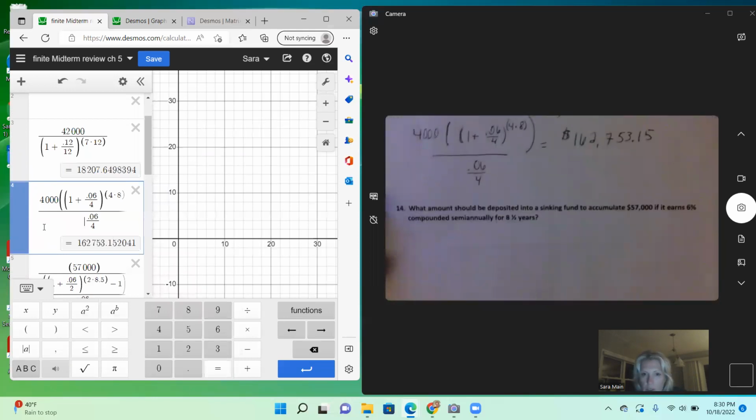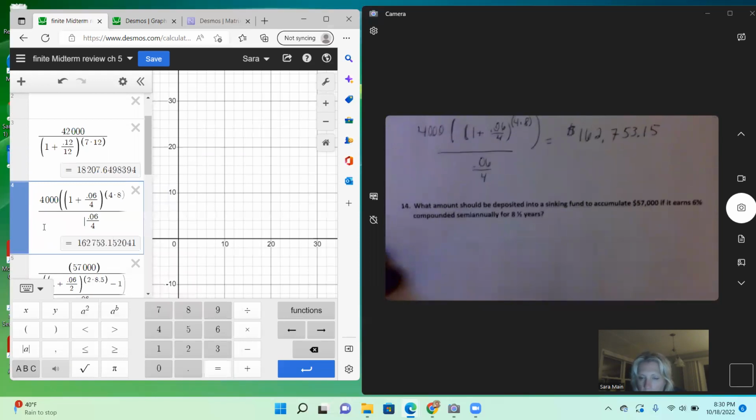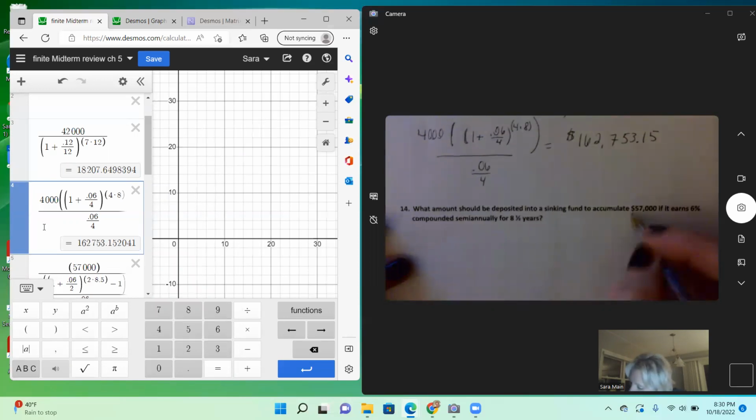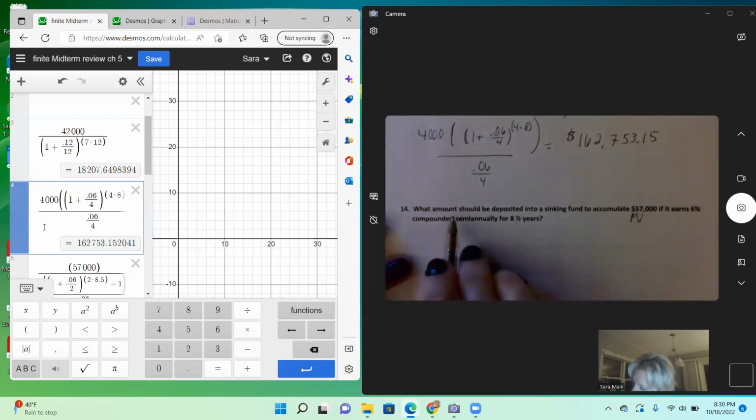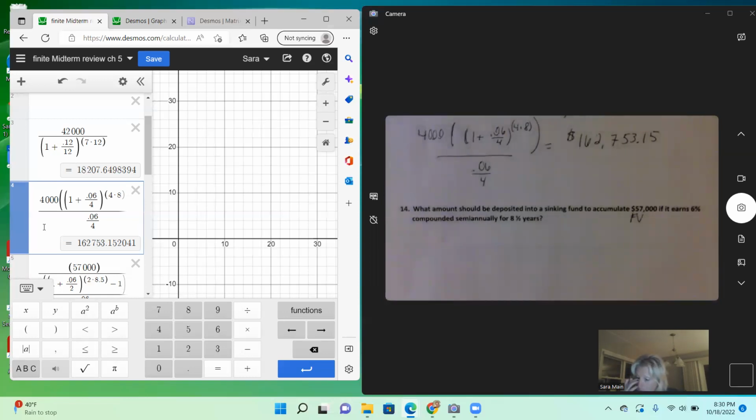Let's look at number 14. It says, what amount should be deposited into a sinking fund to accumulate 57,000 if it earns 6% compounded semi-annually for 8.5 years? So we know what we want to have at the end, the future value. We want to know what our monthly payment needs to be.